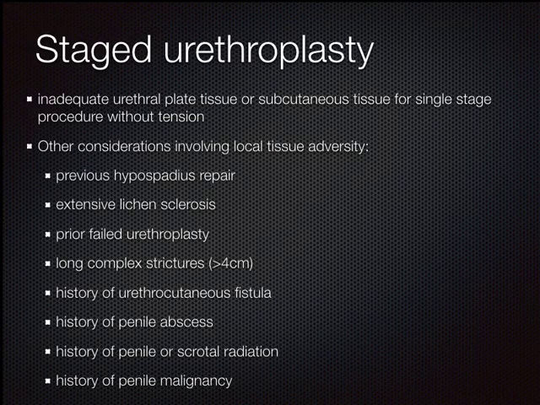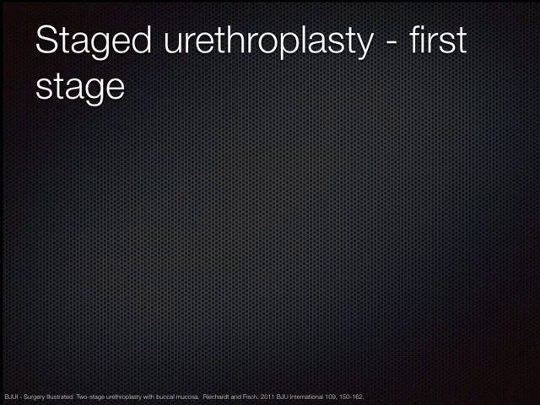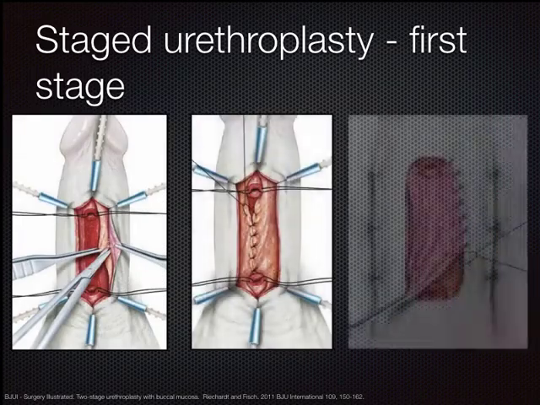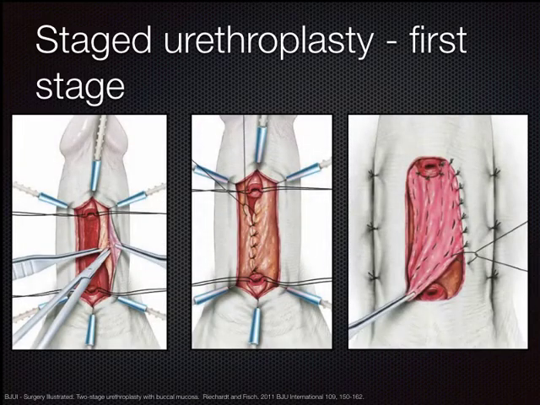Other factors to consider are those of local tissue adversity, like I've mentioned: previous hypospadias repair, extensive lichen sclerosus, history of abscess, malignancy, fistula, radiation. These would all be better served with a two-stage repair. So in the first stage, urethroplasty involves complete excision of the strictured segment, followed by an onlay buccal graft.